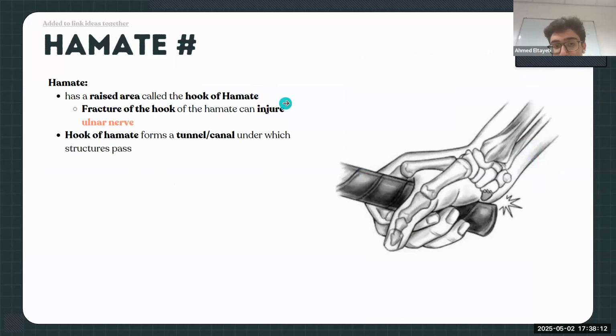What about hamate? Hamate could be fractured because of its hook. Because it has this hook, which is basically just an elevation or a raised area, it could be very prone to fracturing. It's not the most commonly fractured bone, but it's prone to it. So when it fractures, it's gonna affect the ulnar nerve because it's also closely associated with it. And it's gonna cause something we're gonna discuss later, but keep this in the back of your mind.